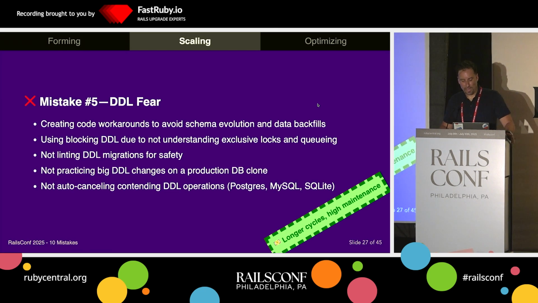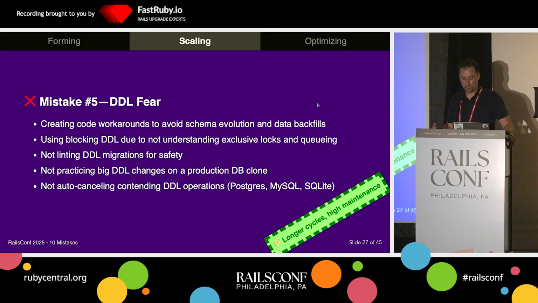All right, so mistake 5, I'm calling DDL fear. This is something I've seen on teams where a team might create a code workaround to avoid evolving the schema and doing a data backfill. Data backfills can often be quite intensive, but a mistake here might be avoiding it when it might be a better design long-term. Using blocking DDL operations due to not understanding locks and how operations that are requiring the same lock get queued up and that sort of thing. We'll look at some ways to get a better understanding of that.